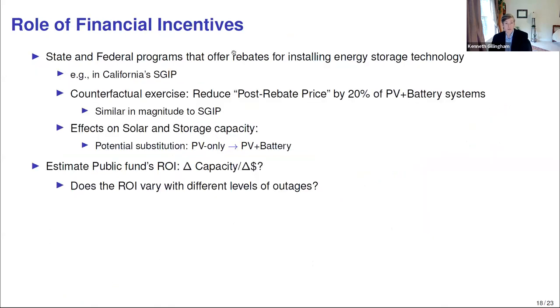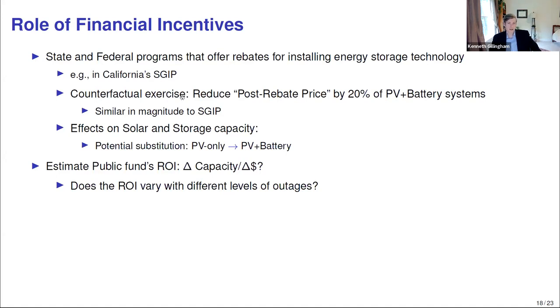Finally, we're going to get to the role of financial incentives. And I'm right at the halfway point, and I have two or three slides left, so I'm right on time here. So the role of financial incentives: state and federal programs that offer rebates for installing solar technology. This is the California SGIP, which provides incentives, as an example of this.